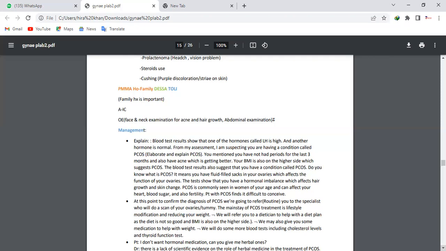So based on your test results and based on your symptoms, like you have mentioned that you are gaining weight and your diet is still good, and you are also having hair growth, I suspect that you have a condition that is PCOS. Speak it completely, like you have polycystic ovarian syndrome. Do you know what it is? Then explain that it is basically a condition in which you have fluid-filled sacs in your ovaries, which affects the function of your ovaries. That shows that you have a hormonal imbalance, which is actually causing you all these symptoms. Okay.